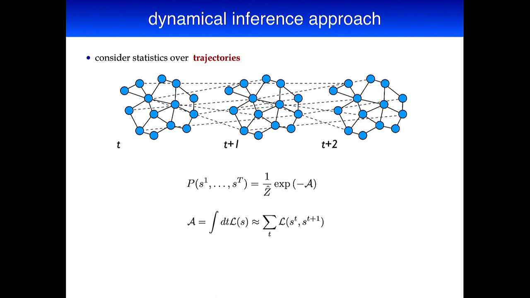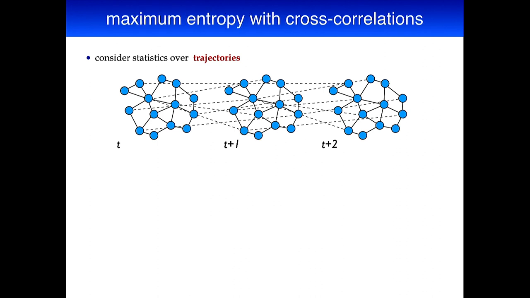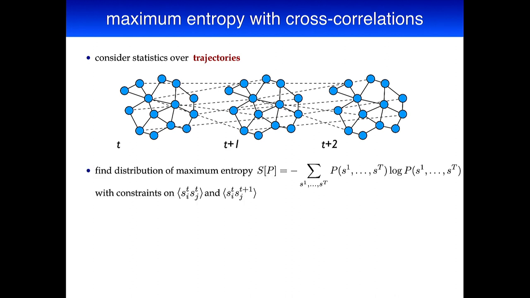And we'll use exactly the same trick as before, the trick of maximum entropy. So we want to maximize the entropy of the distribution over trajectories. But now we want to put constraints not just on the correlation functions of pairs of individuals at the same time, but also on what we call cross-correlations, the correlation function of one individual at time t with another individual at time t plus one.